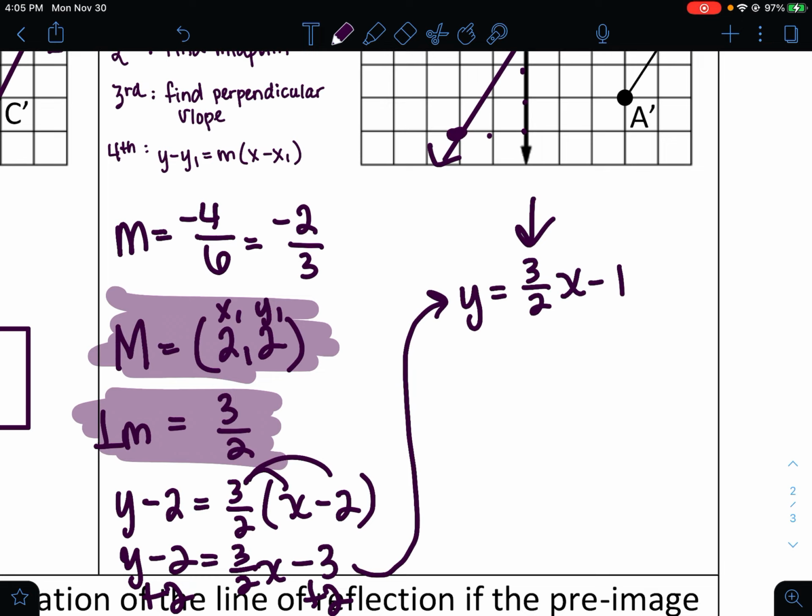Okay, so again, you could have left it in slope-intercept form, or you can change it to point-slope form. Really does not matter.